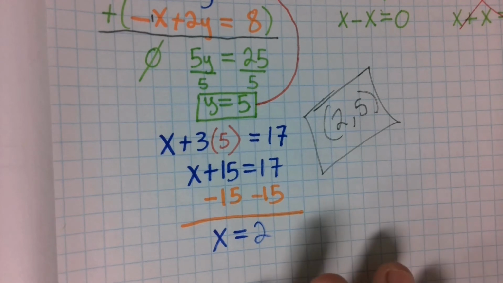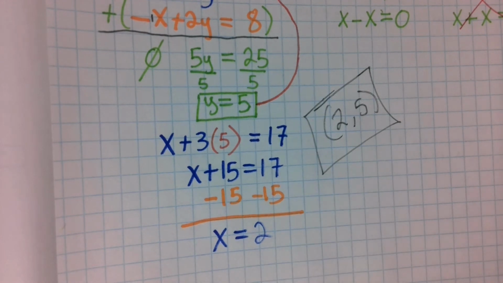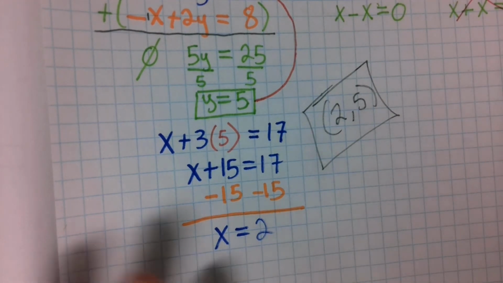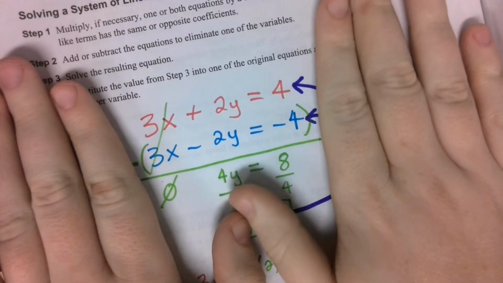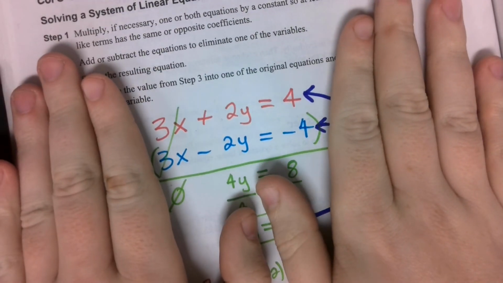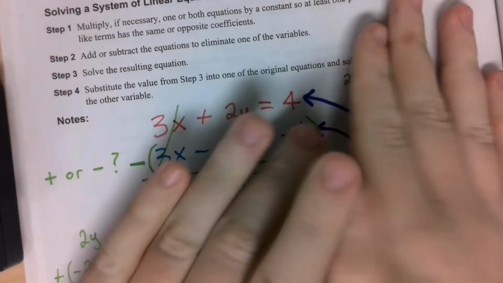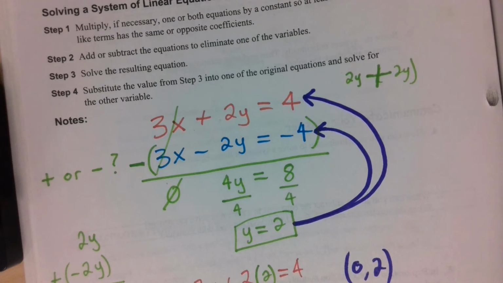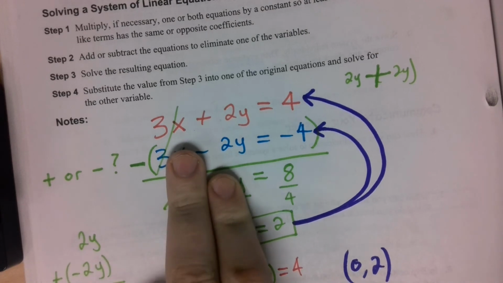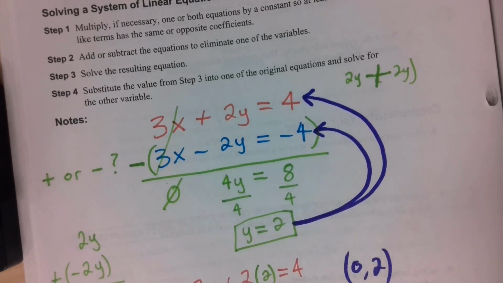This is all fine and dandy, but why are we doing this? Well, if we take a look back at the very first problem that we worked on together, if we just look at the problem itself, we have 3 methods now for solving. We know how to solve by graphing, we know how to solve by substituting, and now we know how to solve by eliminating.